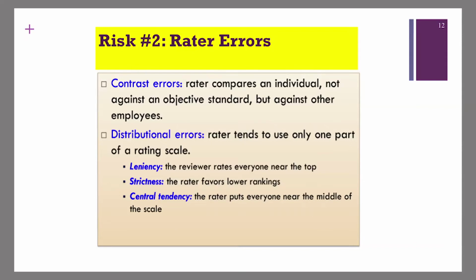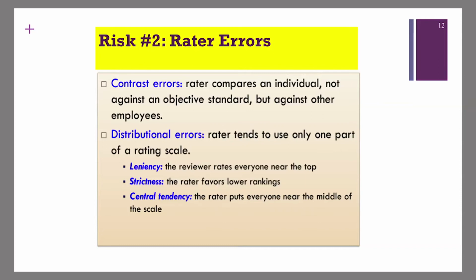A common one is a contrast error. High performers, low performers. What happens is you rate the higher performers higher and you rate the lower performers lower, because your basis of comparison is relative rather than against the absolute standard. Some other errors are called distributional errors. One is the leniency effect. So let's say that your performance rating goes from 1 to 5. 1 is you're about to get fired, 3 is you're doing a great job, average, 5, wow, you're really blowing it out of the park.